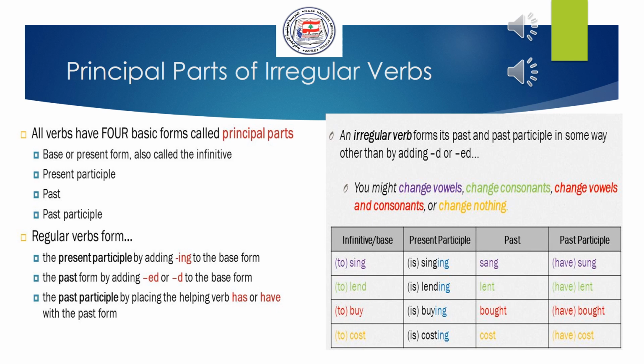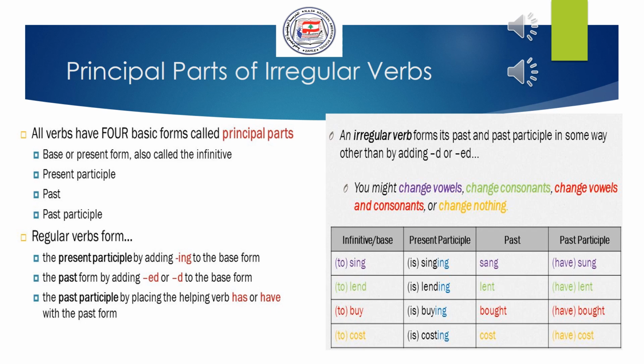You have already learned about the present, past, and future tenses. Verbs have other tenses too. All the tenses of a verb come from 4 basic forms. These forms are called the principal parts of a verb. They are base or present form, also called the infinitive, present participle, past, and past participle.